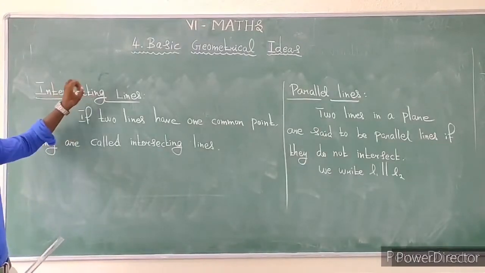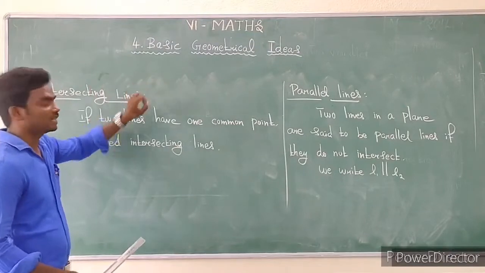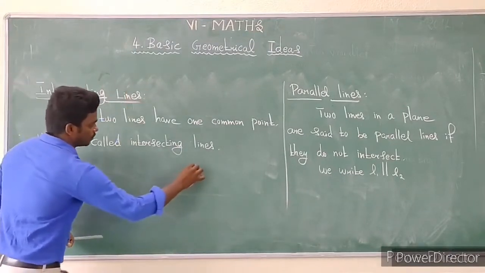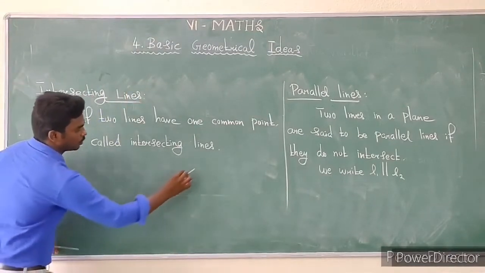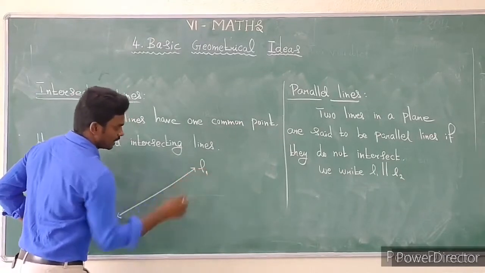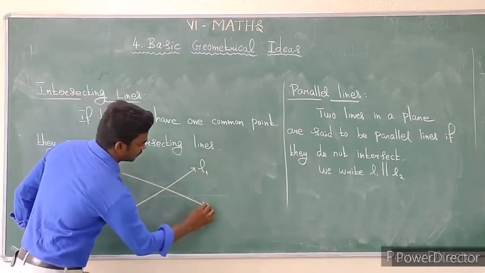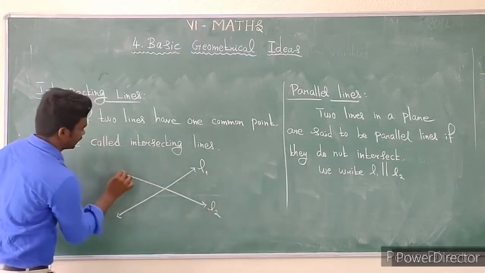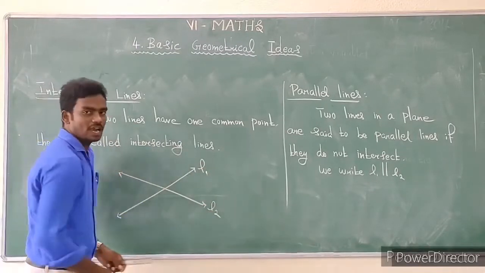So next one is, what is an intersecting line? We can draw this line L1. We choose this line as L1, and another line is L2. So L1 is one line and L2 is another line.